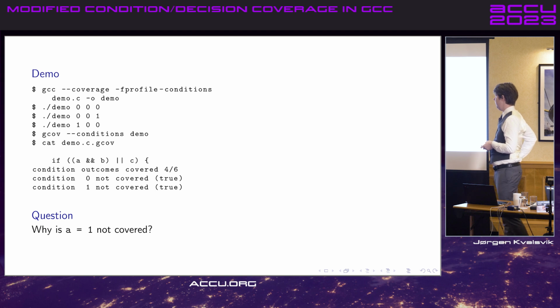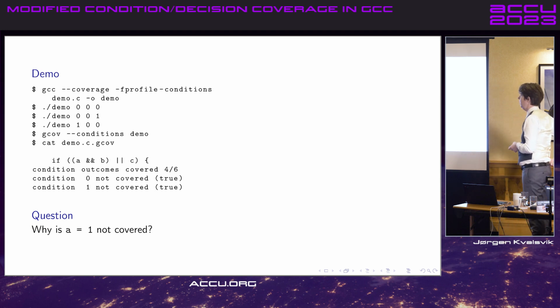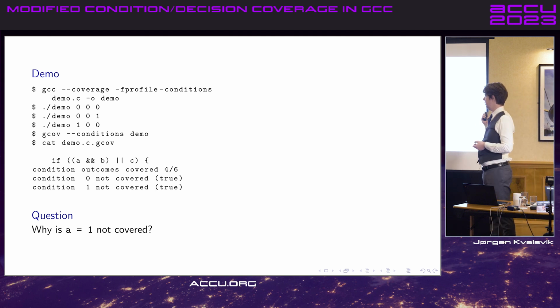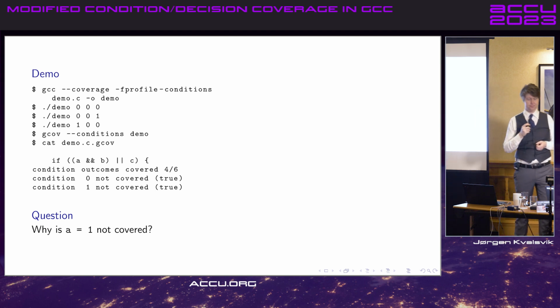So you have a program A and B or C, you run it with 3 inputs and run gcov double-dash conditions on it, and it will tell you that this has covered 4 out of the 6 conditions, and it also tells you which ones that you haven't gotten. So the question is, why is A equals 1, which you can see is clearly passed on the 3rd line of input there, not covered?